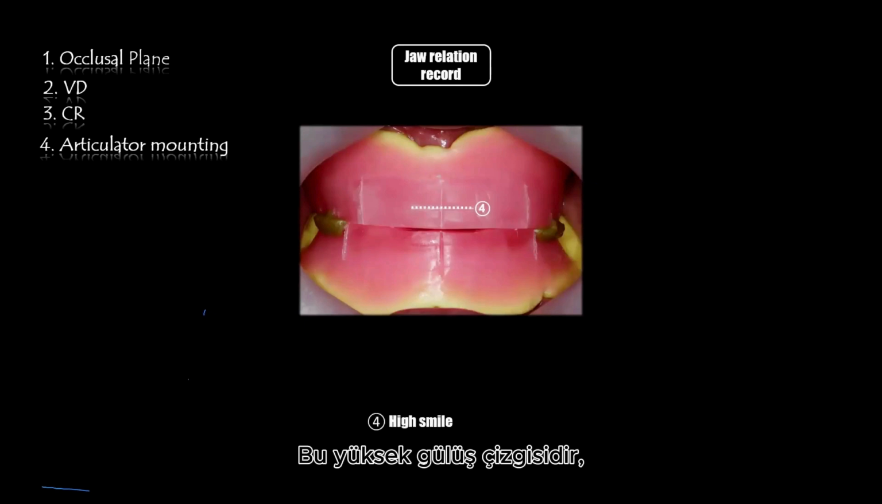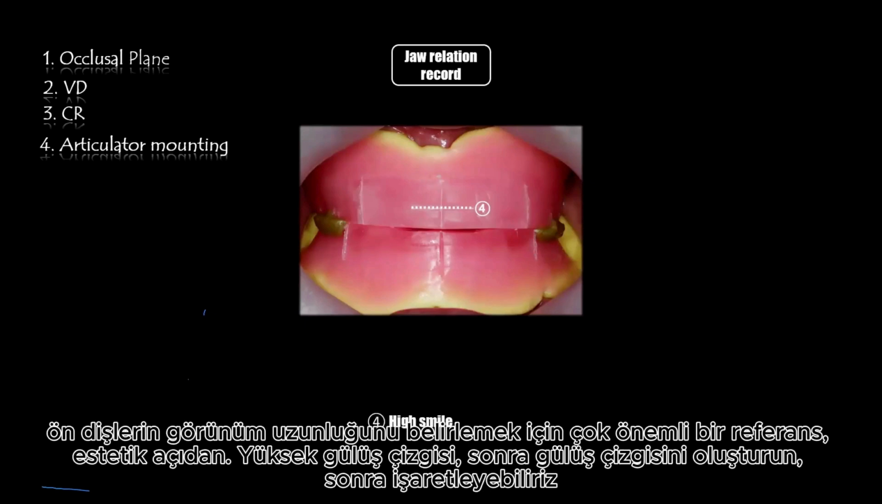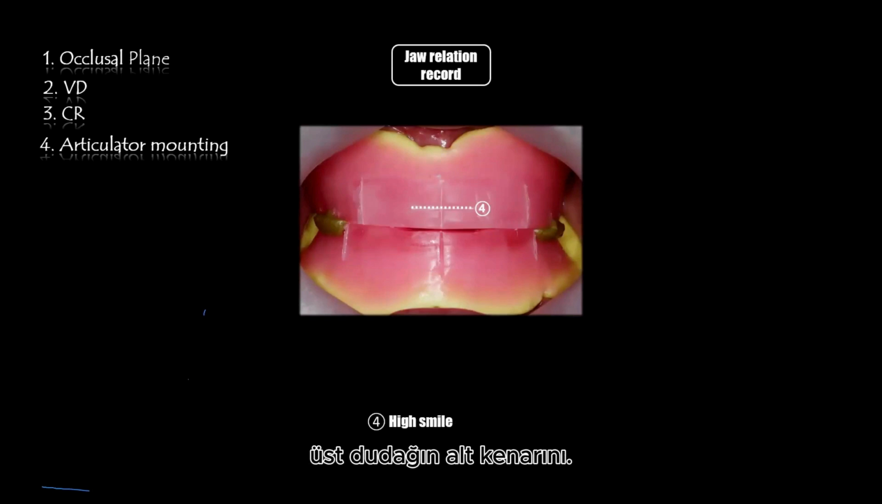This is the high smile line. It is a very important reference for determining the length of the anterior teeth, the exposure of the anterior teeth. This is related to aesthetics, right? So the high smile line, and then make the smile line, and then we can mark the lower border of the upper lip.